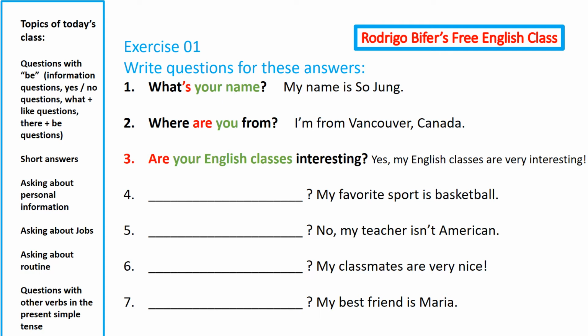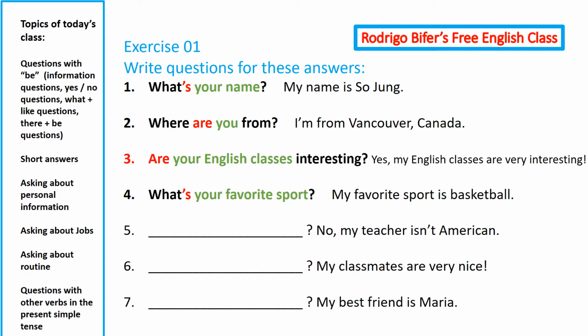Let's go to number 4. My favorite sport is basketball. Okay, so here you have an information question. What's the information? The person's favorite sport. So the question will be, what's your favorite sport? My favorite sport is basketball. Okay, your favorite sport is singular, just one sport. So we don't use are, but we use is. What is your favorite sport? What's, the contracted form. What's your favorite sport? My favorite sport is basketball.